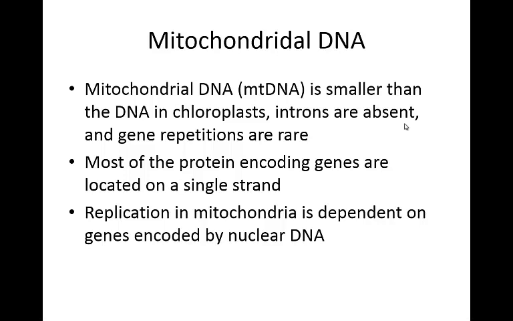Most of the protein encoding genes are located on a single strand, and replication in the mitochondria is dependent on genes encoded by the nuclear DNA. And so the mitochondria is basically not self-sufficient. In order to replicate the mitochondria, you need genes encoded by the nuclear DNA. And so they've really, like I said, pared down the most essential genes for this particular function. Because we have genes already involved in replication in the nuclear DNA, no need to replicate those within the mitochondria. Just makes it a little bit more efficient that way.